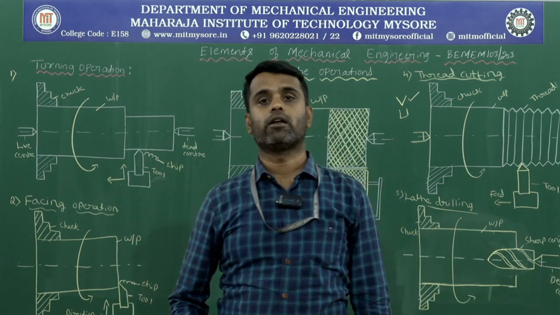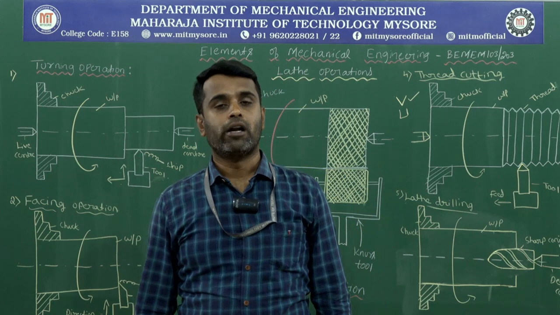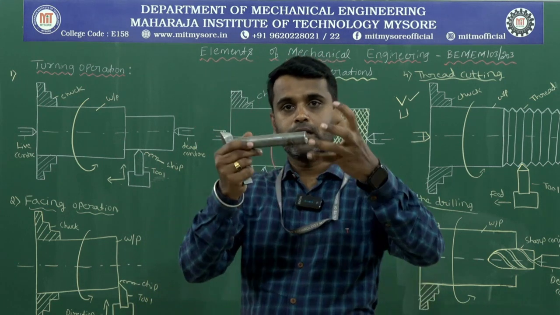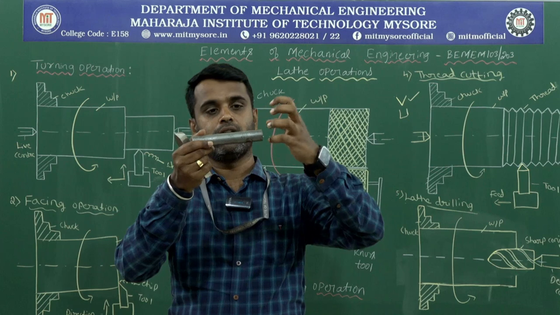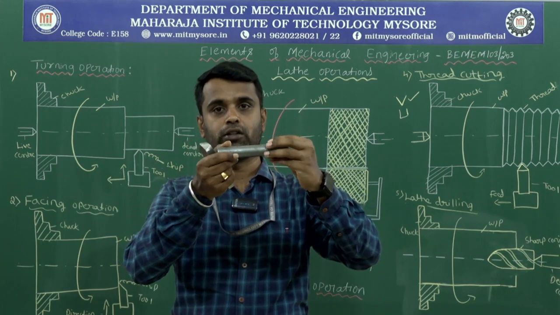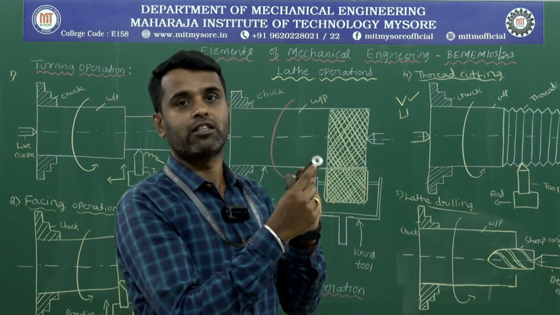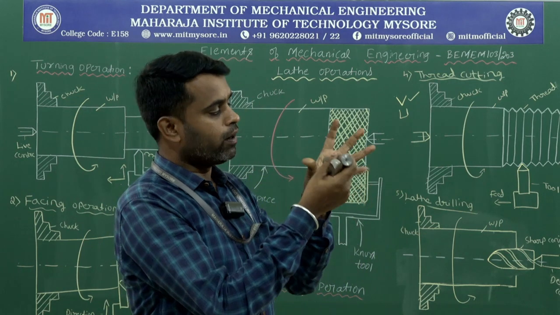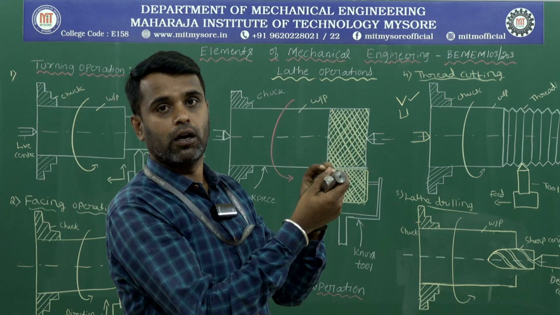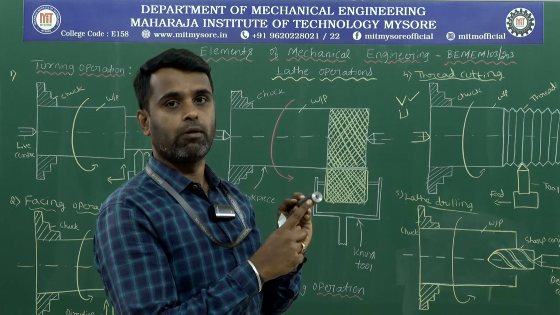How do you perform the facing operation? During the facing operation, one end of the workpiece is rigidly held on the chuck and the other end is free, because here we need to produce the flat surface at this end.